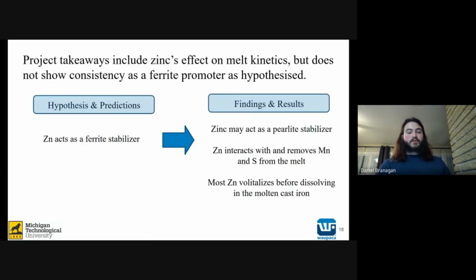So our hypothesis predicted that zinc acts as a ferrite stabilizer, but the findings suggest that zinc is actually a perlite stabilizer. Additionally, zinc interacts with and removes manganese and sulfur from the melt, and most zinc volatilizes before dissolving in molten cast iron.